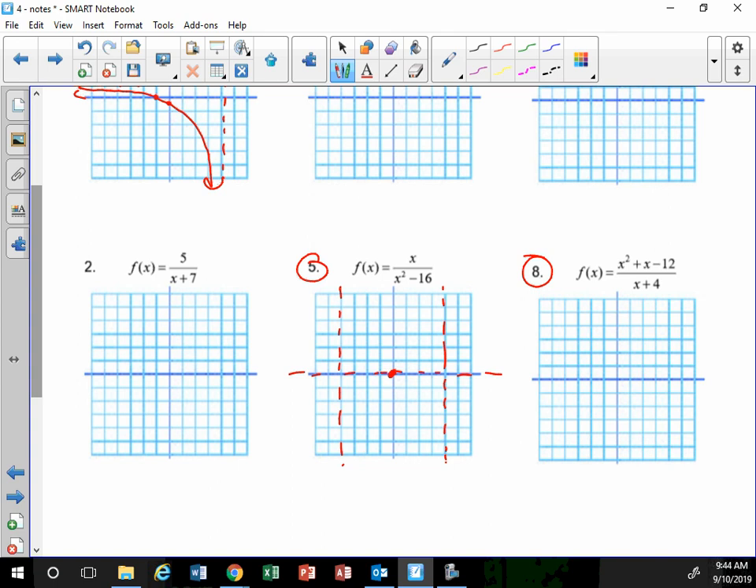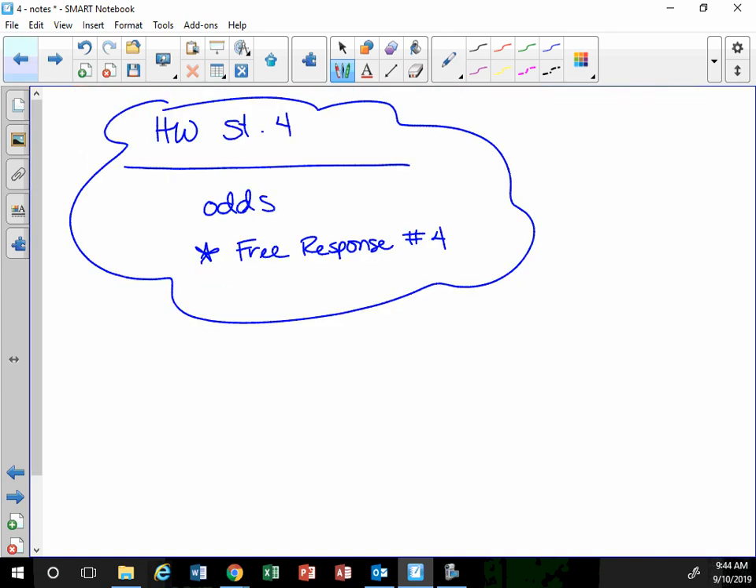Guys, I don't think we actually have time to finish this with me giving you your homework, so we'll come back to this as part of your warm-up next class. On homework standard 4 that's in your packet, just turn the page one more time. You only have to do the odds, but you also need to do this free response number 4. This type of question is definitely important to your understanding of the standard 4 concept, okay?